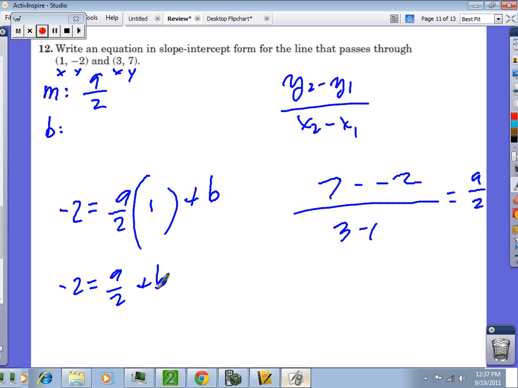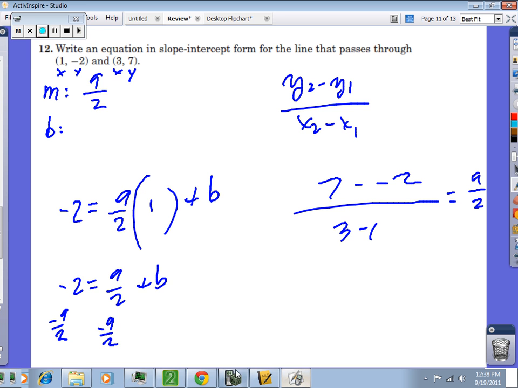Now, Delaney, the fraction might mess you up, but the calculator makes it easy. So how are you going to solve for b? How are you going to get rid of 9/2? How do you get b out by itself? Minus 9 halves on the right, minus 9 halves on the left. So you got to do a negative 2 minus 9 halves.